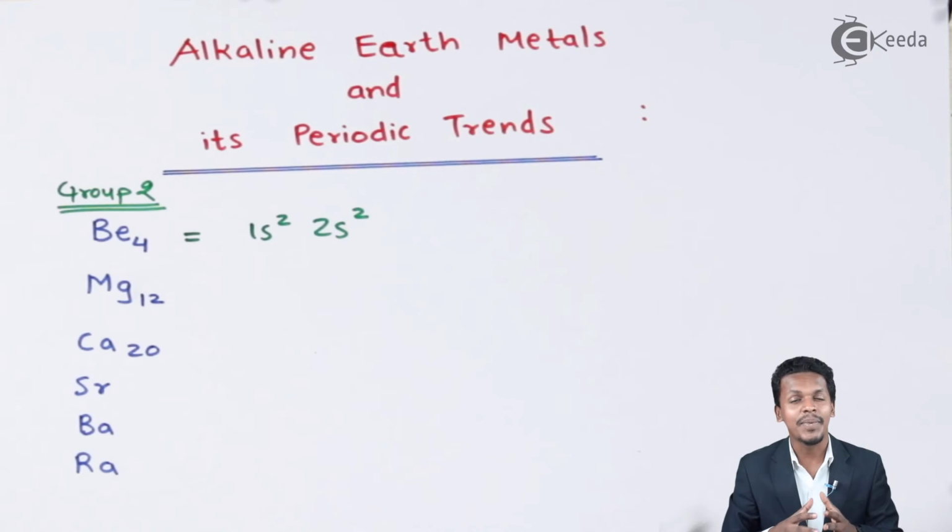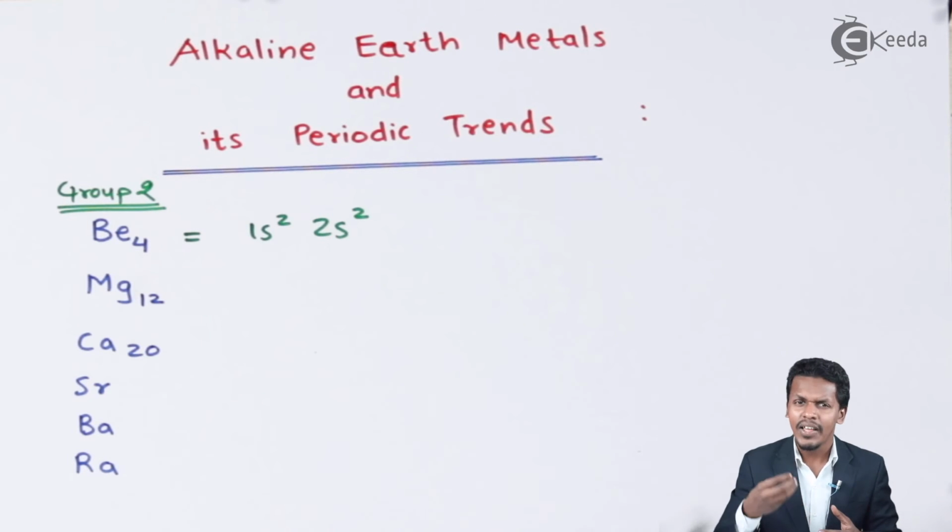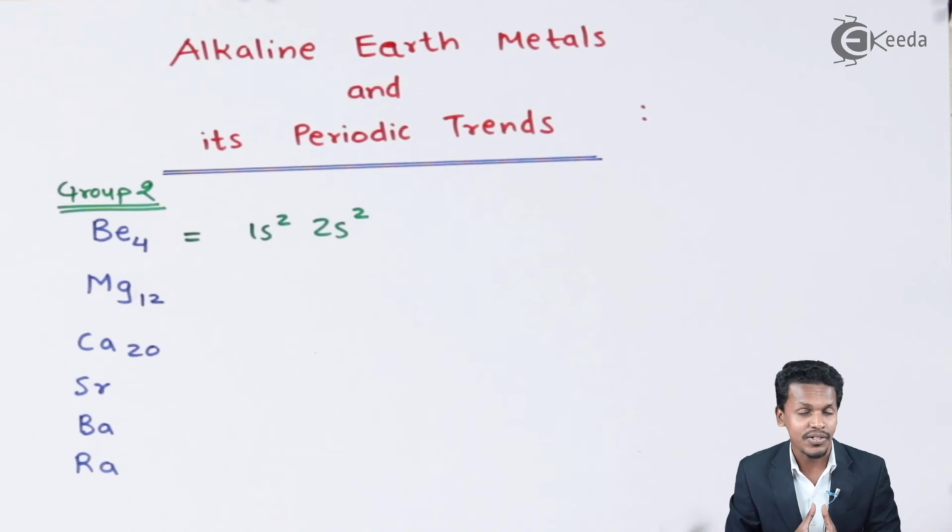And talking about barium, it requires more energy. So in that perspective, we could easily say that the ionization enthalpy decreases down the group. That means it would require more energy to remove the last electron of beryllium, and very much less energy to remove the loosely bonded electron of radium. So this was regarding the ionization enthalpy.